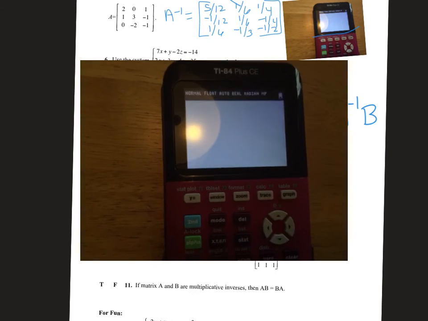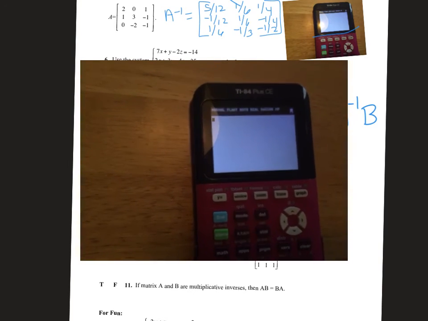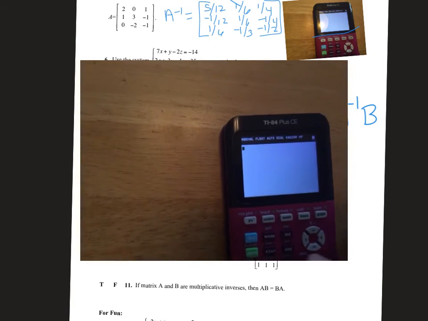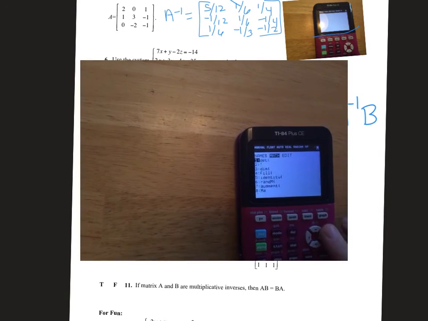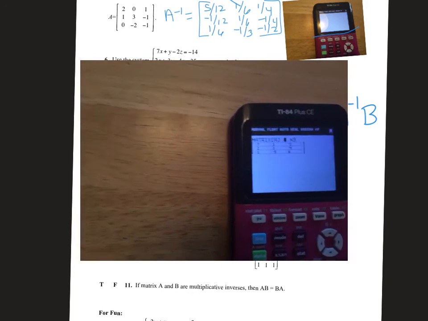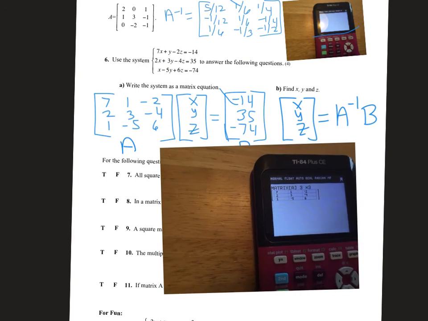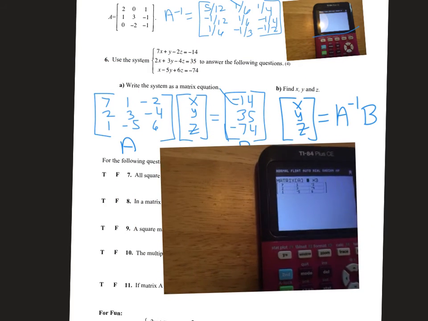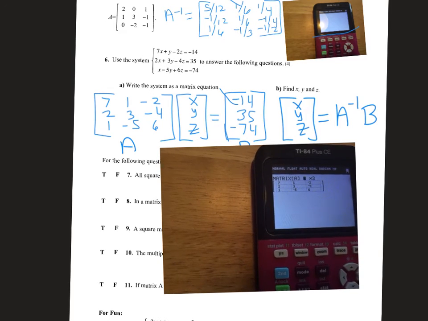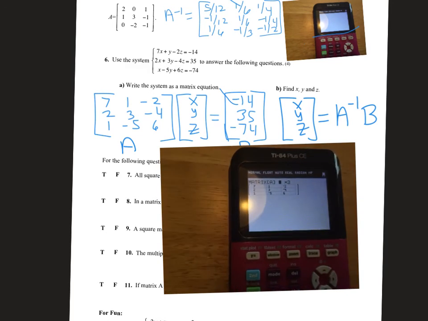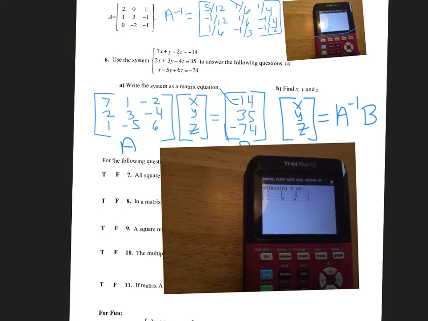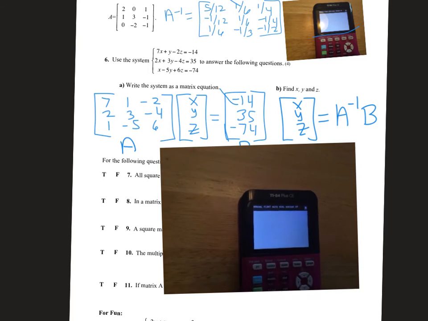So go to Matrix, and edit matrix A. And I went ahead and did this. So you put the coefficients in: 7, 1, negative 2, 2, 3, negative 4, 1, negative 5, 6. Okay, now if you need to pause the video, pause it. I'm just going to keep going. So you quit out of there.